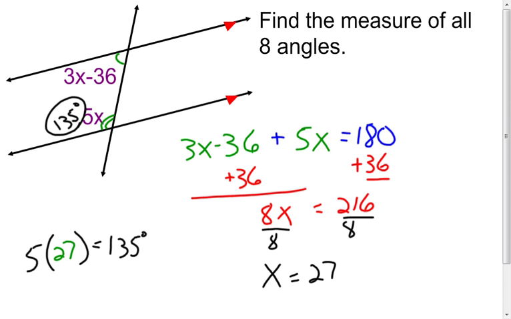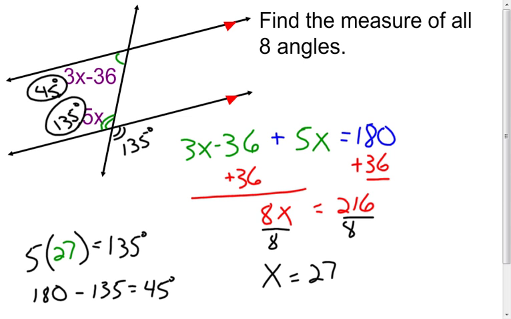Now to find the measure of my other angle, the 3x minus 36, I could plug in 27 for x and compute that, but I think it's going to be easier just to go, well, I know they're supplementary, so I'm going to take 180 and get rid of that 135 degrees to find out what's left, which is going to leave me at 45 degrees. Therefore, this angle has to be 45 degrees. Then I'm just going to use my vertical angles to figure out pretty much the rest of it. This one's going to have to be 135 degrees, a vertical angle with this one. This one's going to have to be 45 degrees.